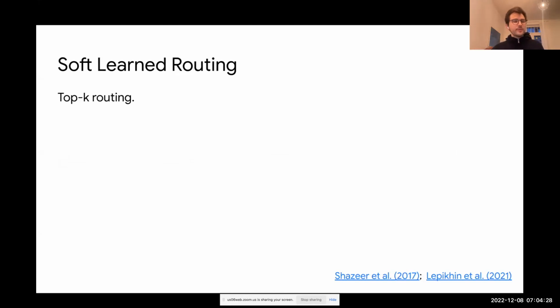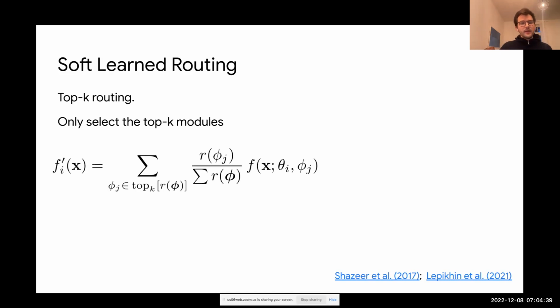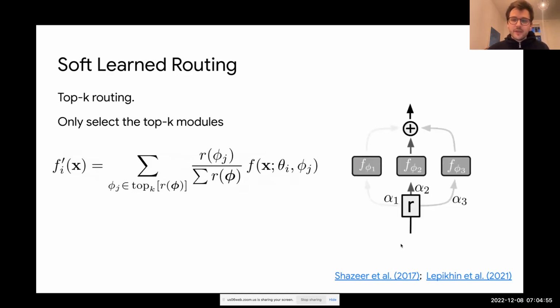To mitigate that, some approaches propose top K routing, and as the name says, we only select the top number of modules, and this forces us to renormalize the weighting, because now we do not select all of the modules anymore. We only select a smaller subset of those. Basically, if we look at the illustration from earlier, we would then cancel out the selection of the first module and only average over the second and third module.